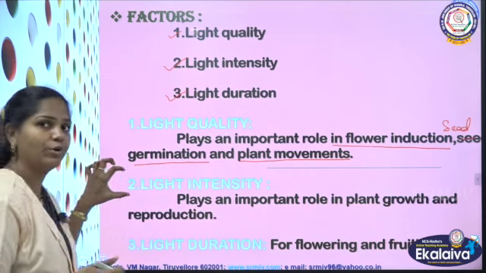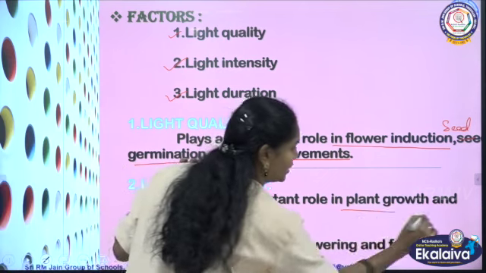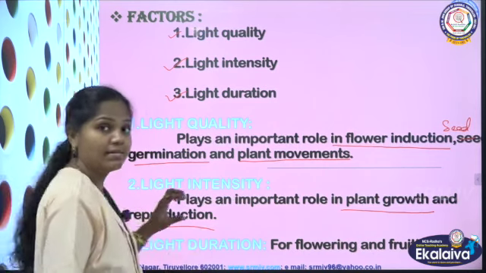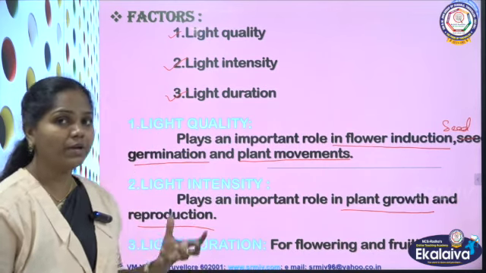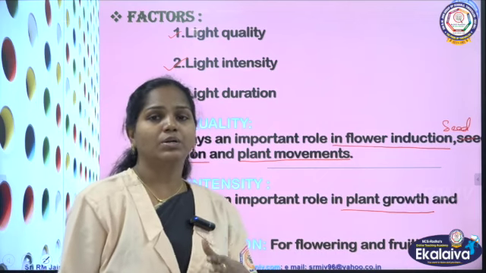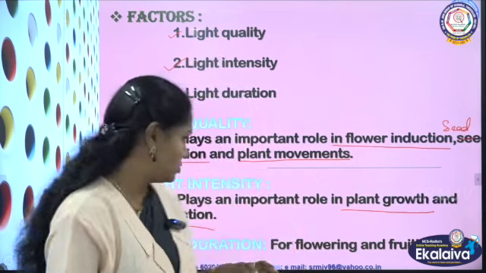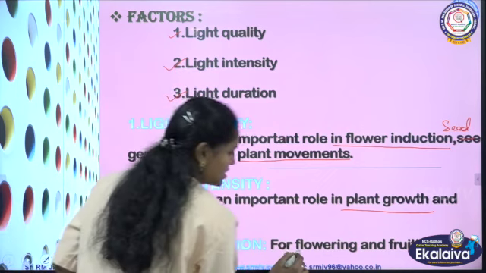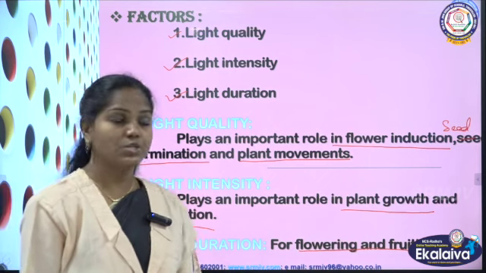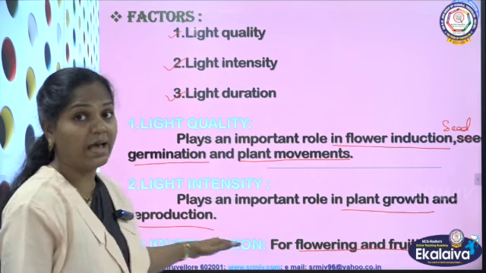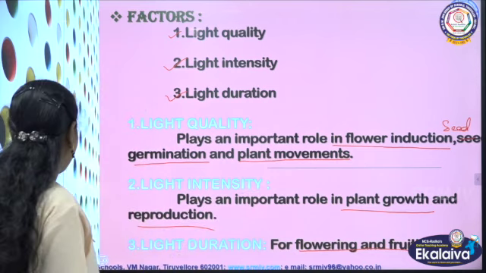Then the next one, light intensity, plays an important role in plant growth and reproduction. Then light duration, of course. You have long-day plants and short-day plants, all those things. So it is very essential for flowering and fruiting in plants. This is how these factors have an impact on the growth of plants when you talk about light.